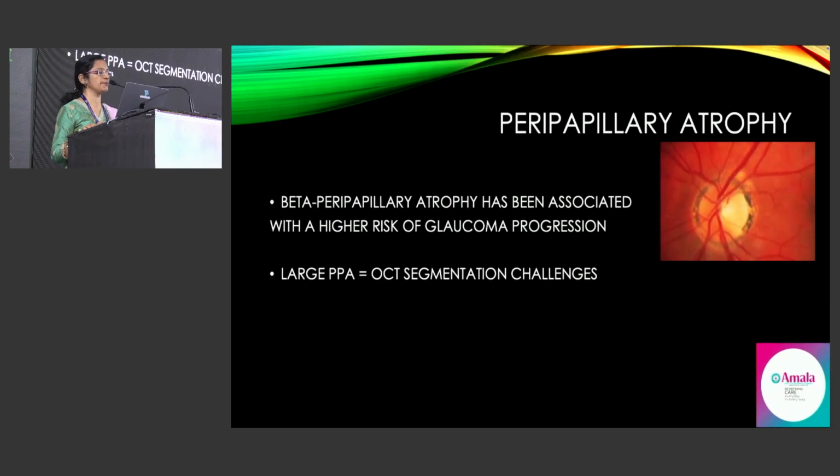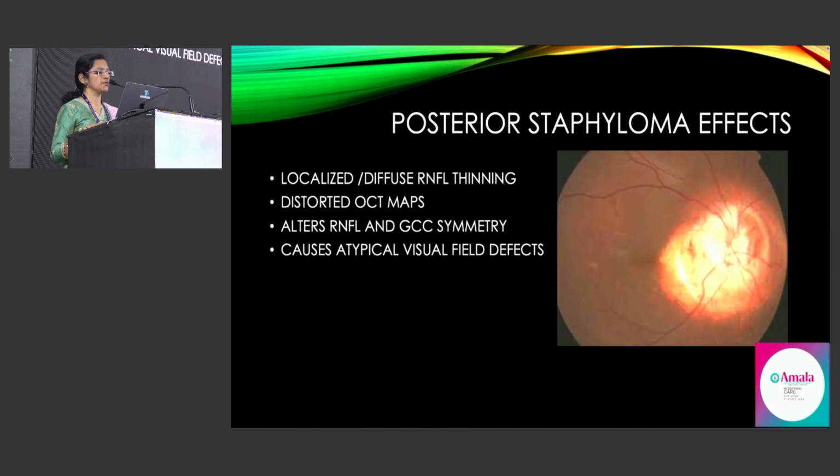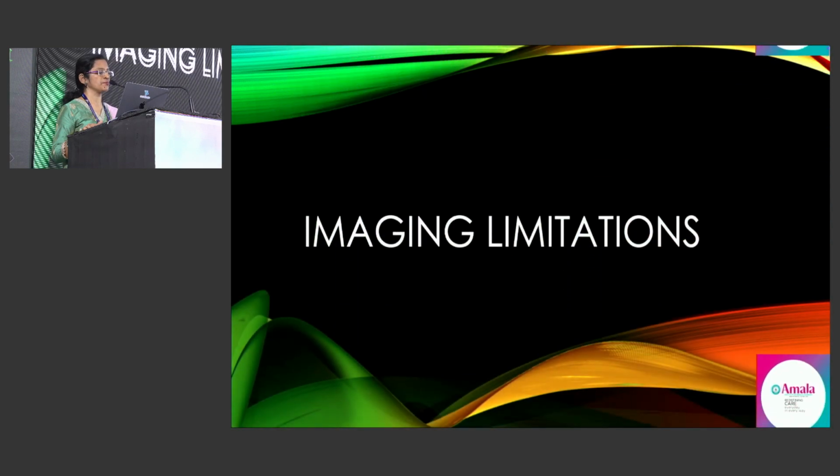Again, beta peripapillary atrophy is more associated with a higher risk of glaucoma progression. This peripapillary atrophy often results in OCT segmentation errors, which again is confusing. Posterior staphyloma causes localized or diffuse RNFL thinning, distorted OCT maps, alters the RNFL and ganglion cell complex symmetry, and causes atypical visual field defects.